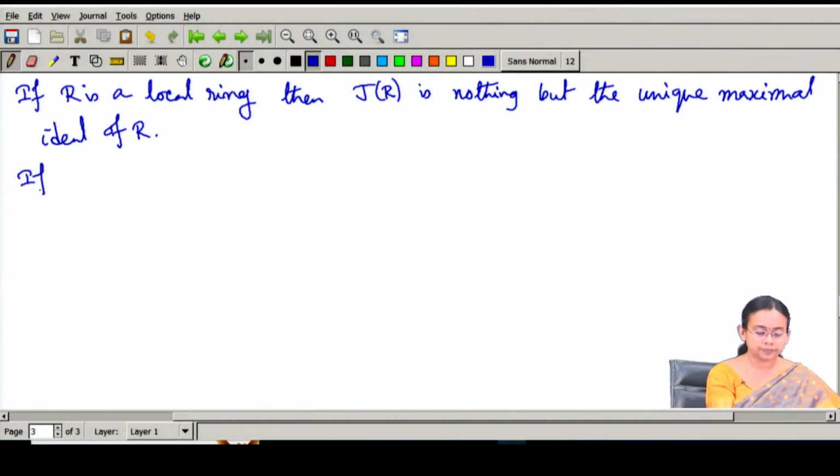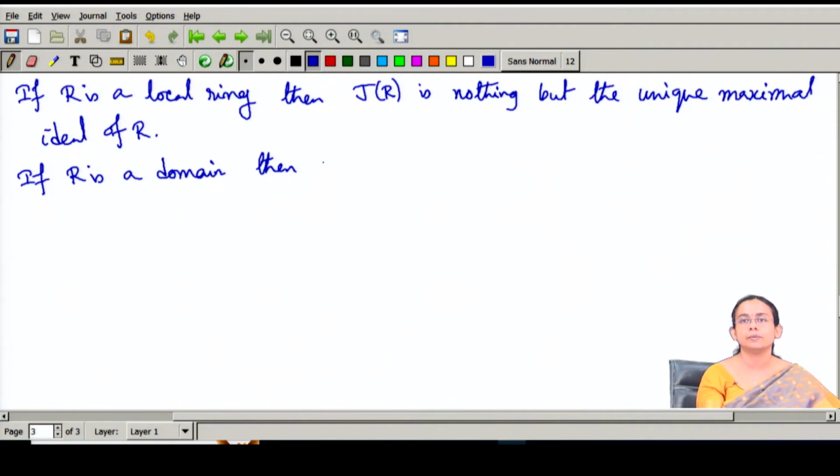If R is a domain, then I know that domain means 0 is a prime ideal, and when I consider the intersection of all prime ideals, it will eventually be 0, as 0 is a prime ideal. So if R is an integral domain, our nil radical is the 0 ideal. It can happen that sometimes the nil radical is equal to the Jacobson radical, but sometimes it may not be equal to the Jacobson radical.